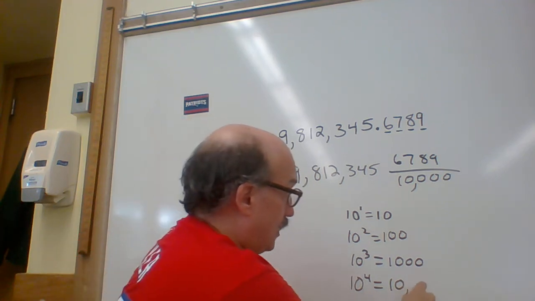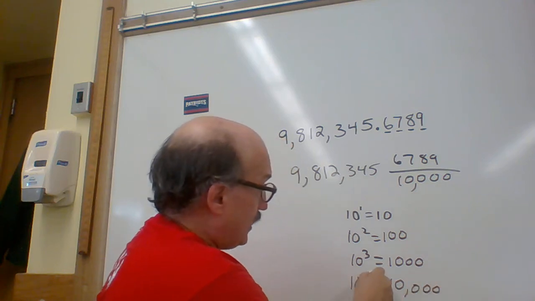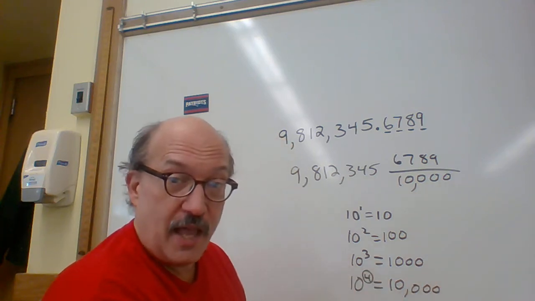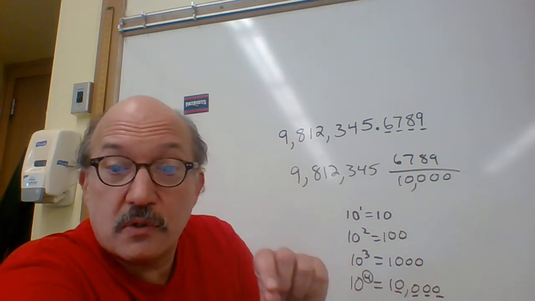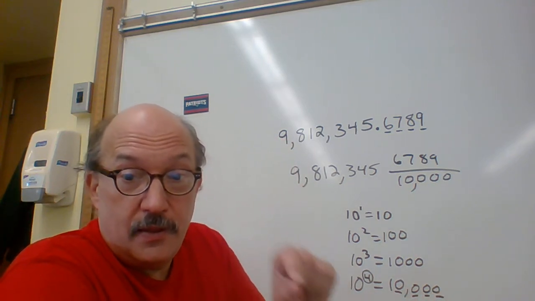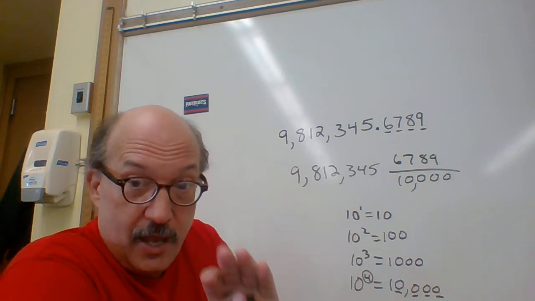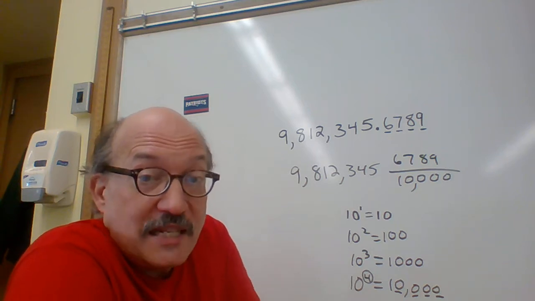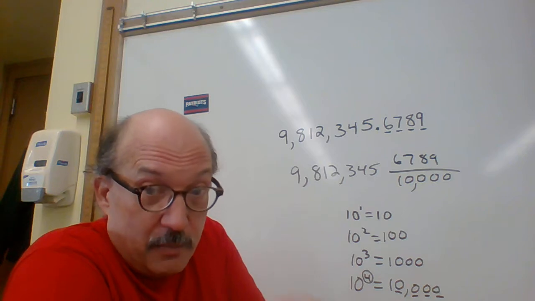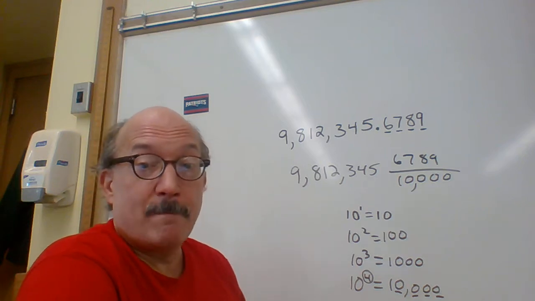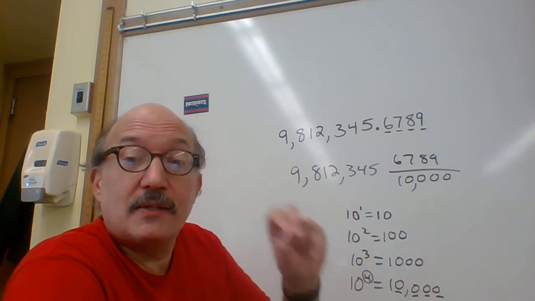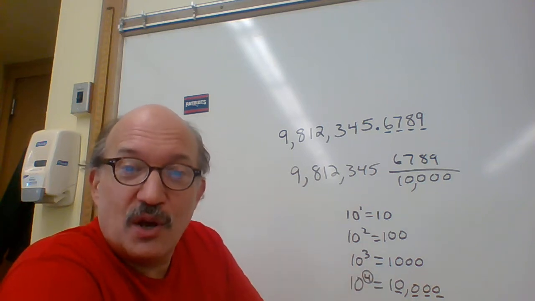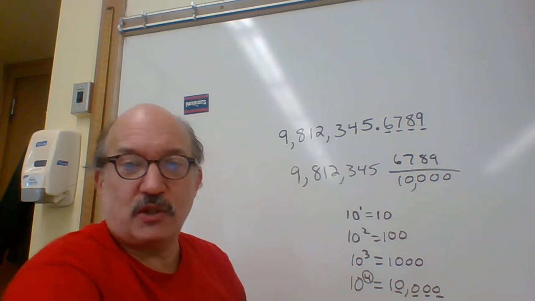You should be detecting a pattern here. The exponent on the power of 10 will be the same as the number of zeros following the 1. And that's important to recall. The exponent on the power of 10 is not how many digits there are, but it's how many zeros there are after the 1. Okay? Now, why am I talking about these powers of 10? Because they are the denominators of a decimal fraction.